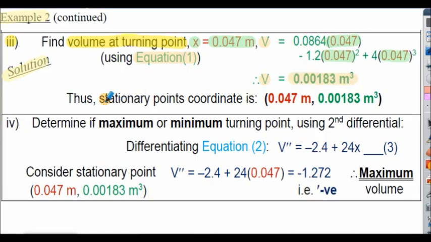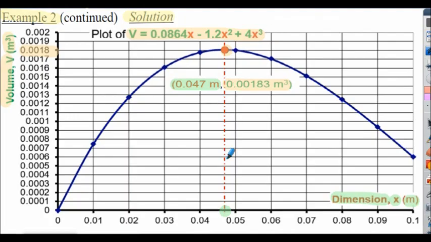So now we find the coordinate of the stationary point. There's only one stationary point in this solution, and we have our x value and our maximum volume value. Back to our graph here, we can see that 0.047 meters on the x axis and 0.00183 meters cubed on the y axis seem reasonable in the sketch, and we can clearly see it's a maximum volume.